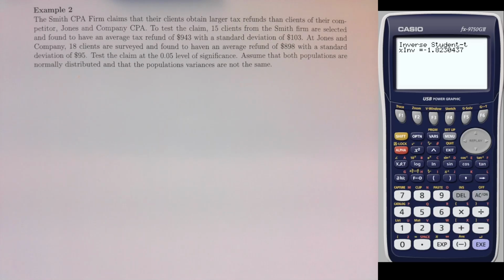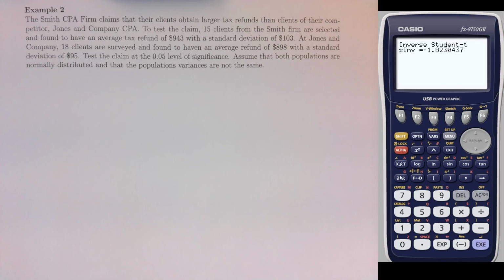Hello, today I'm going to do example 2 from section 9-2, part 1. The Smith CPA firm claims that their clients obtain larger tax refunds than clients of their competitor, Jones & Company CPA. To test the claim, 15 clients from the Smith firm are selected and found to have an average tax refund of $943 with a standard deviation of $103.